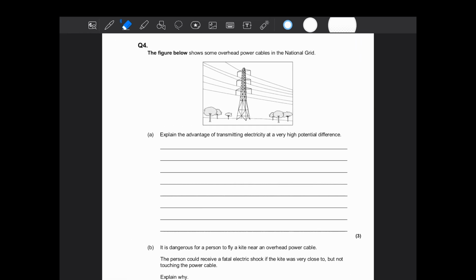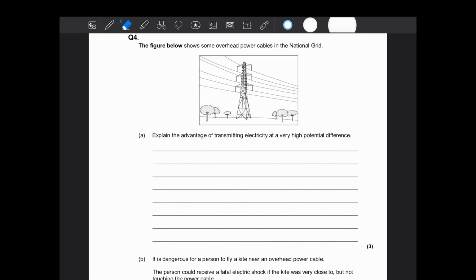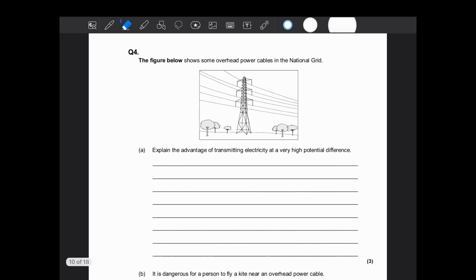We've got a question on overhead power cables now. It has come up a few times in the last few years, so if you would like to try this yourself, pause the video now. Okay, the question asks you to explain the advantage of transmitting electricity at a high potential difference. This is sometimes a 1 mark question, and if it was 1 mark, you just say, using a high potential difference means you can transfer energy more efficiently. But you actually need to explain why you're transferring energy more efficiently here.